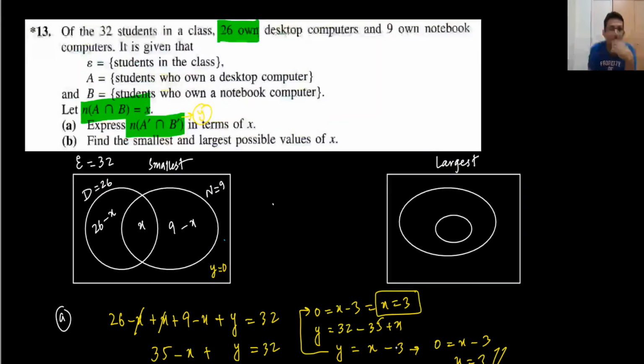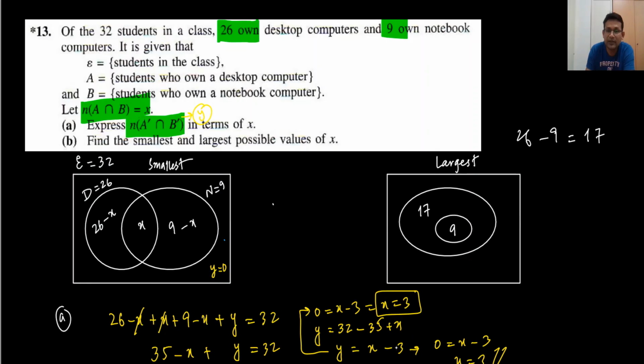Okay, now we need to find the largest value. In largest value, we have two sets, 9 and 26. Here it should be 9 and here should be 26, but I will not write 26. Otherwise, this set will become 26 plus 9. So I have to minus 9 from 26. This is very important part. So this will become 26 minus 9, is coming 17.